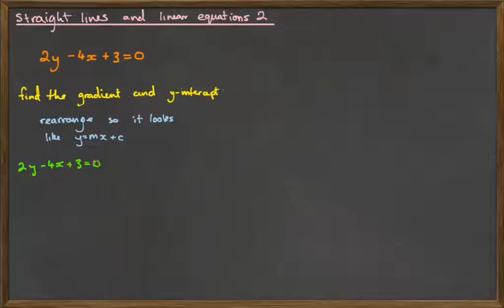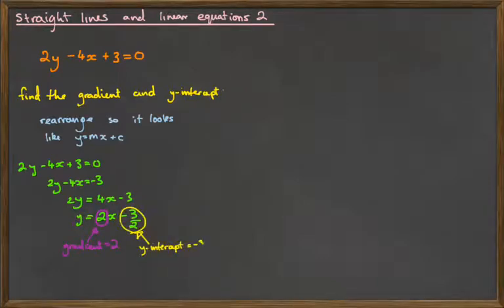We'll start with the equation. We could take away 3 from both sides. We could then add 4x to both sides. And finally divide by 2. Now it is in the form y equals mx plus c. m is 2, which is the gradient, and the y-intercept is minus 3 over 2, or minus 1.5.